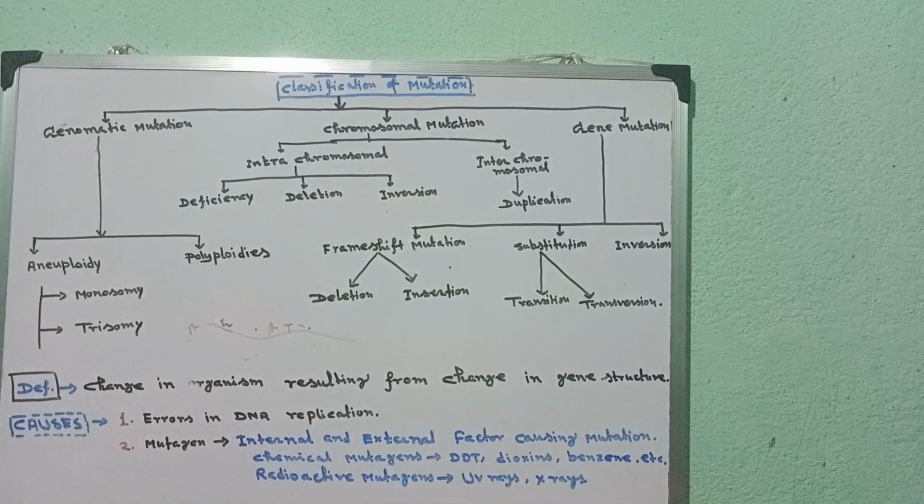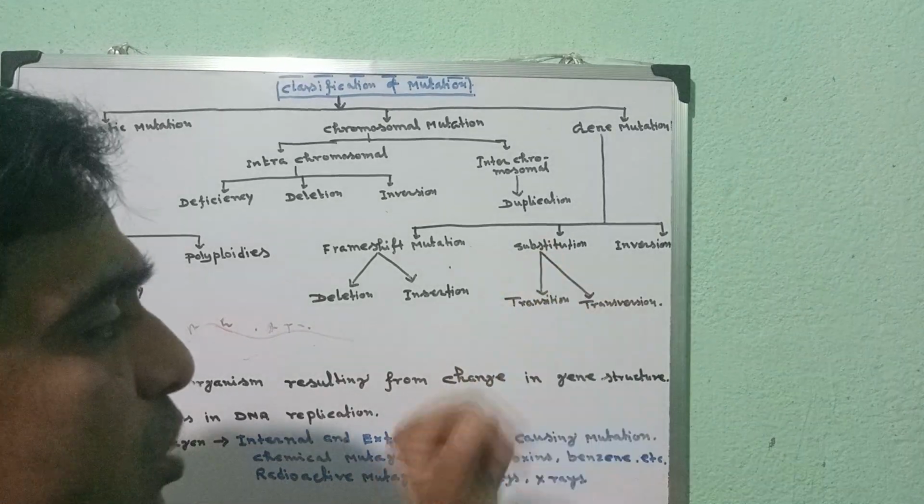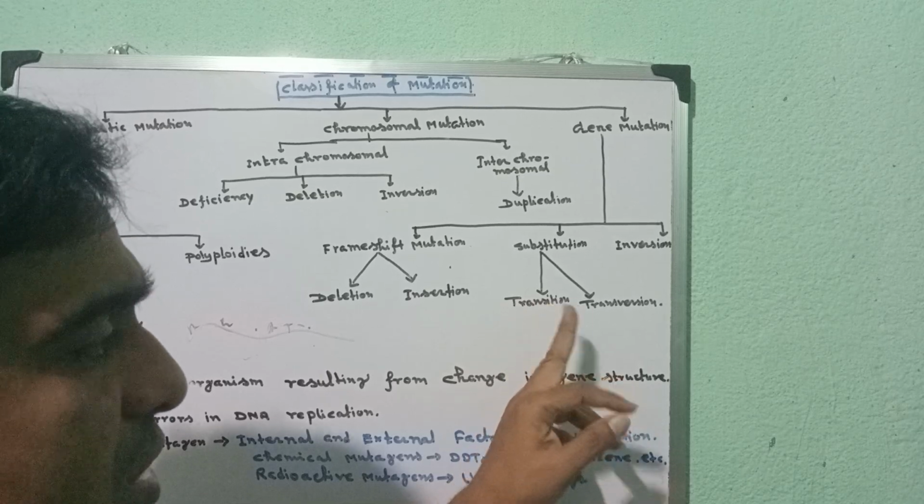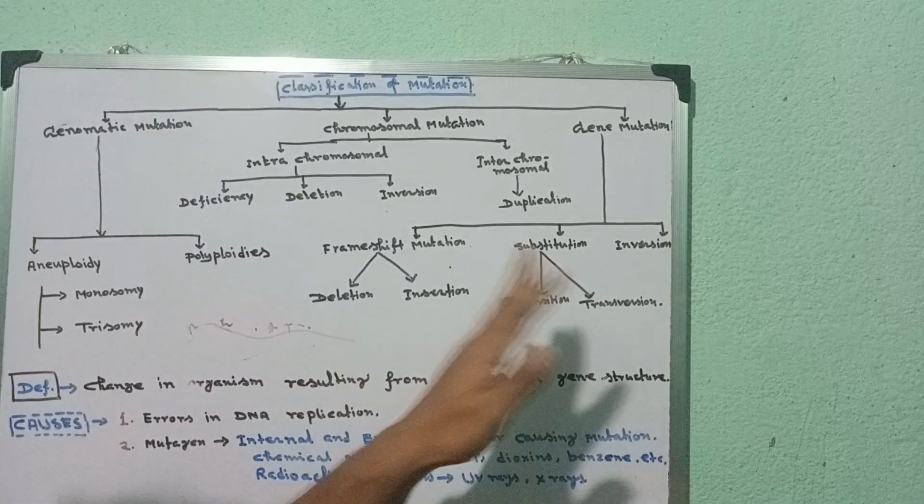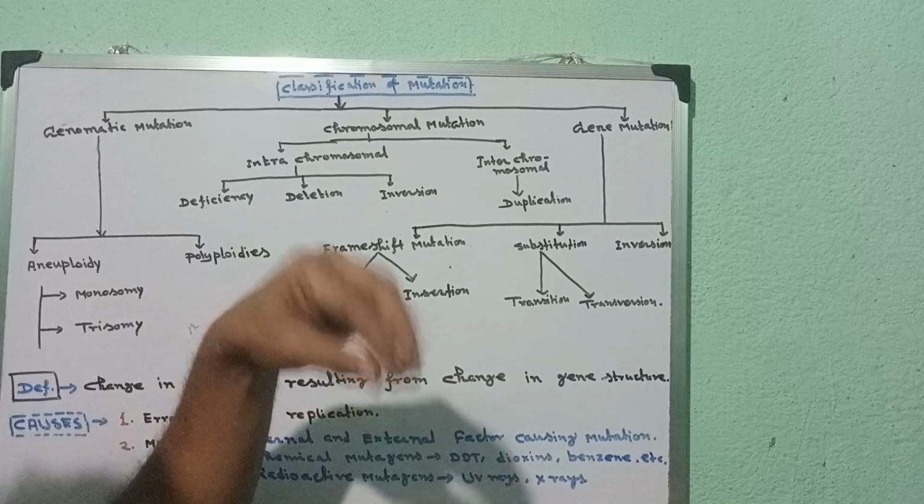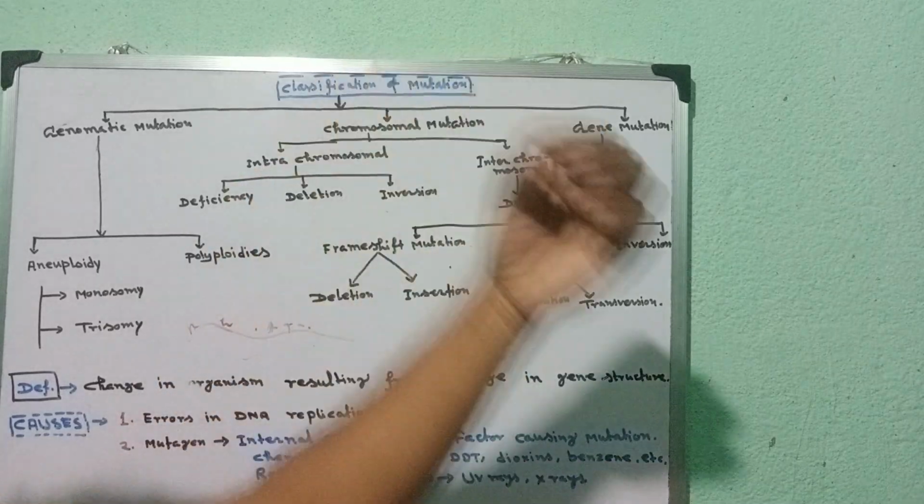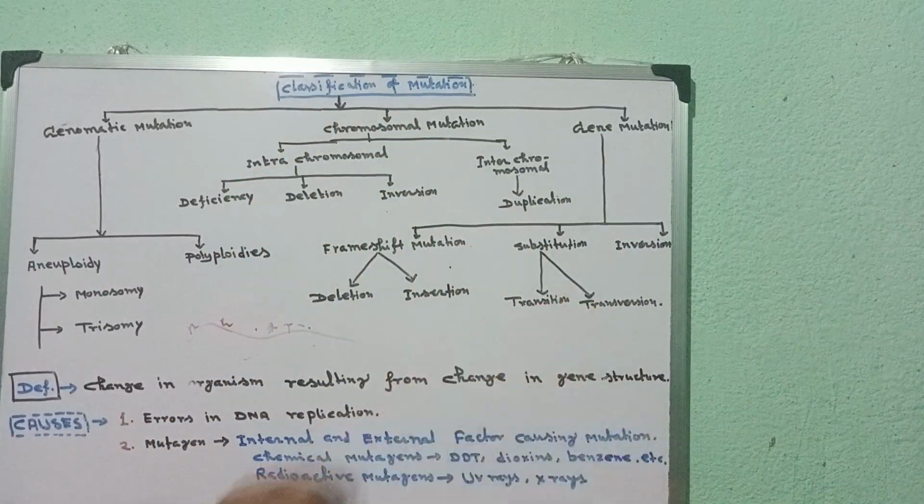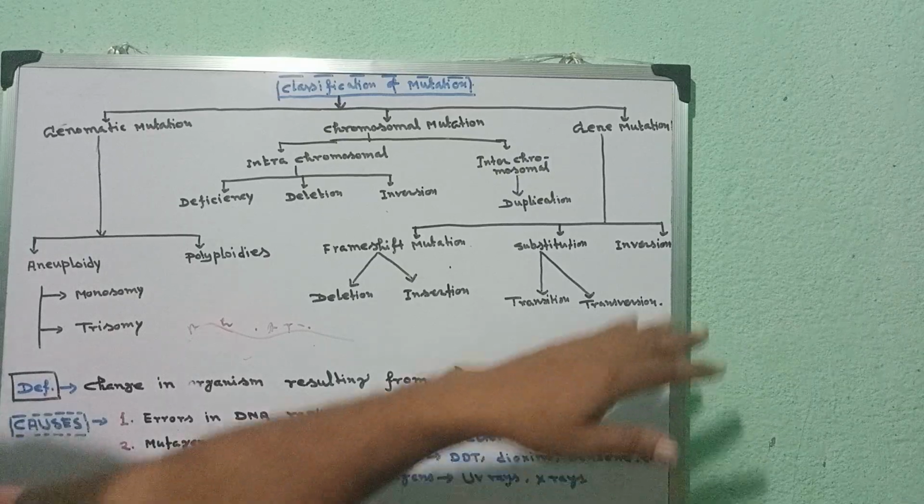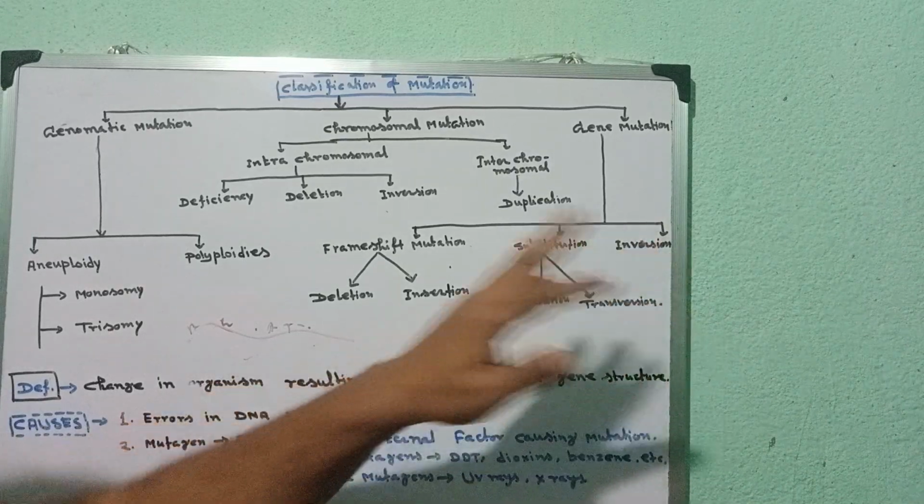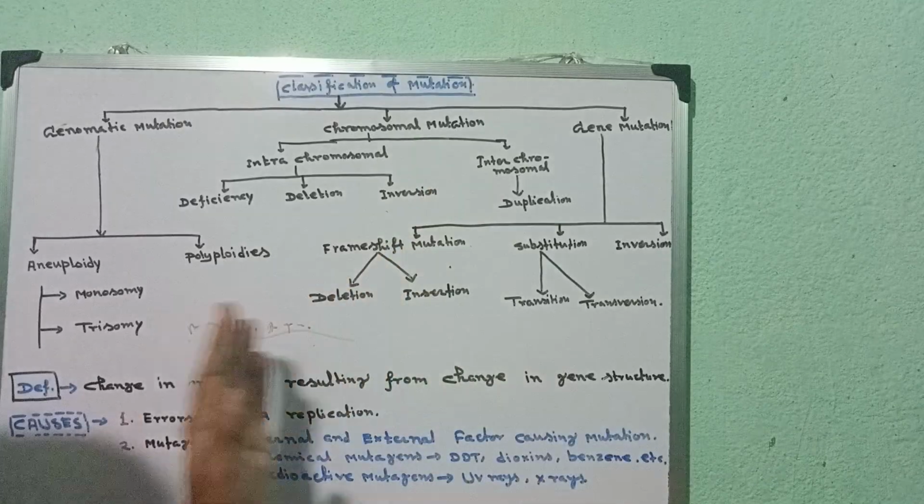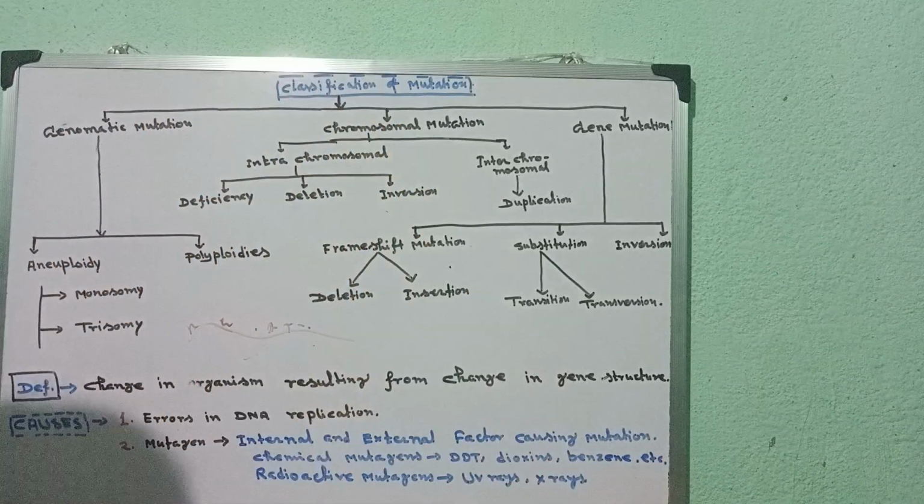Okay. And another is the substitution. Substitution is of two types: transition and transversion. In these, one base is substituted by another. These are the two types. And number three is the inversion. So this is all of the classification of mutation.